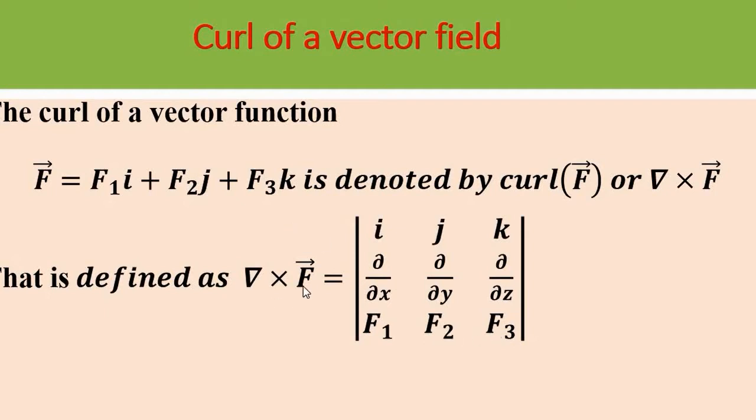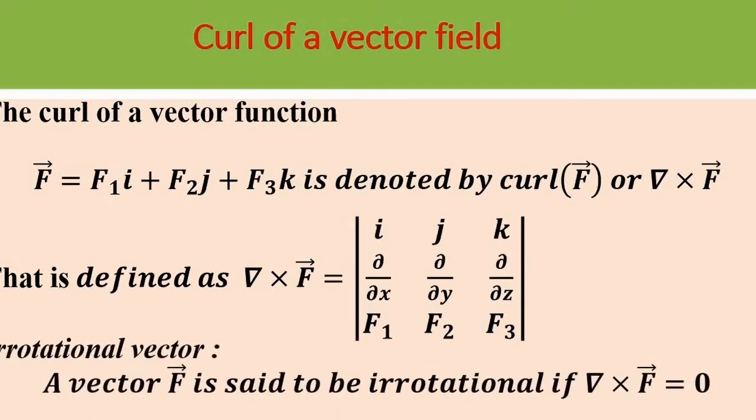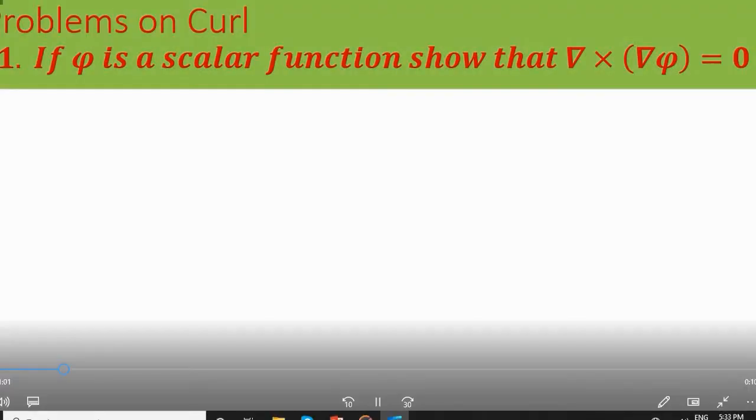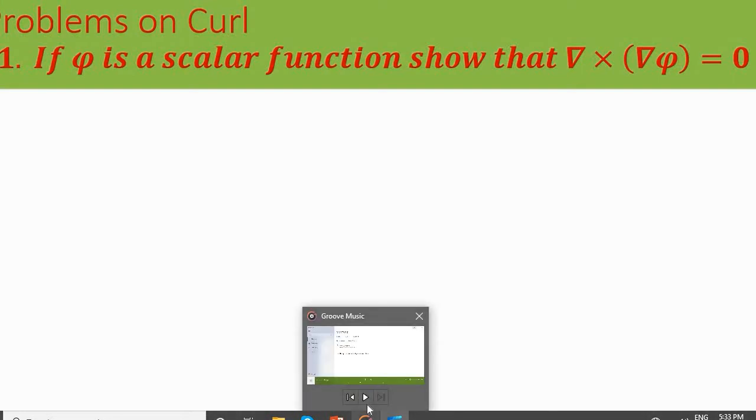If this curl of a vector, meaning the determinant, is equal to 0, then we call the given vector an irrotational vector. See, if del cross F is equal to 0, then the given vector is said to be irrotational. Okay, so based on these two formulae, let us work out a few problems. First problem, if phi is a scalar function, show that del cross grad phi is equal to 0.